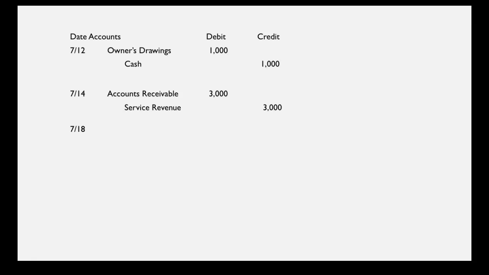Now on July 18th, we paid employees a total of $2,000. So we have these employees and we have to pay them now. And whenever we pay our employees, we can call that a salaries expense. So that expense account is increasing with this debit. Now, how did we pay our employees? We used cash. So our cash is credited, our cash is decreasing by 2,000.